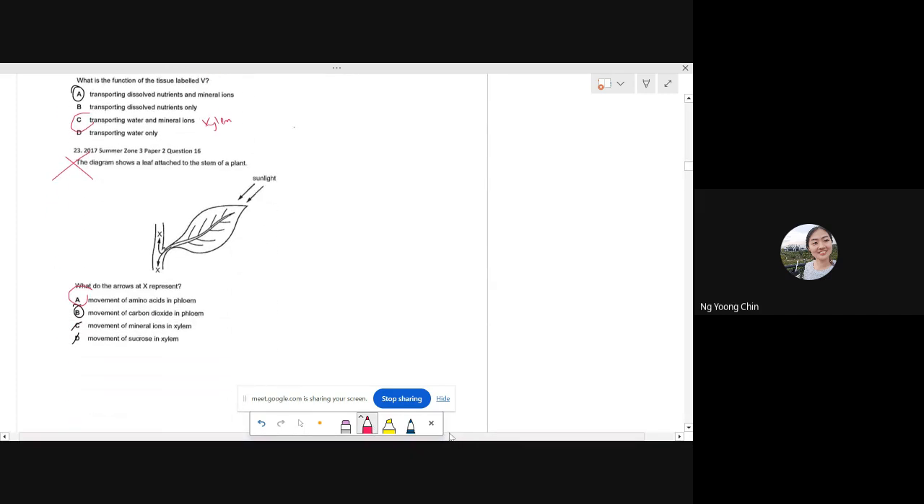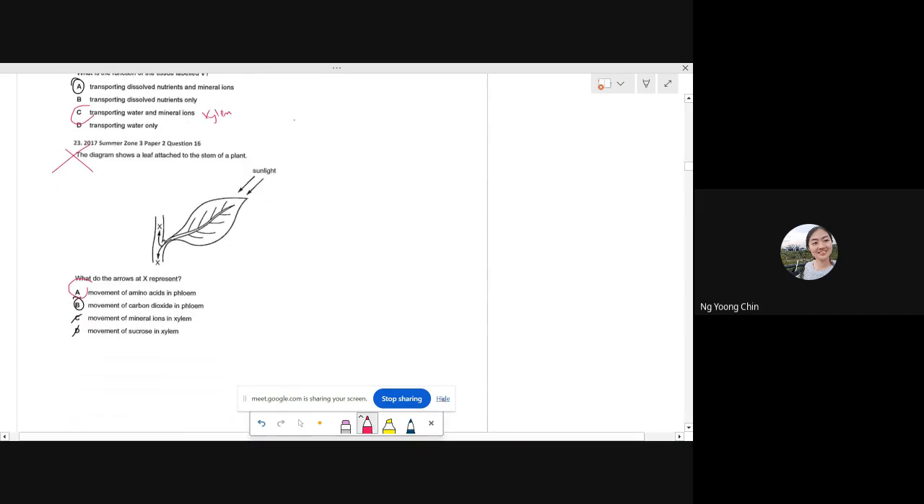And then this shows the process of translocation. Can you see it? Because this is a leaf, right? The leaf contains chlorophyll and chloroplasts, so it is able to do photosynthesis. So it will produce glucose in the leaf. What happens is, after that, the glucose is converted into sucrose.